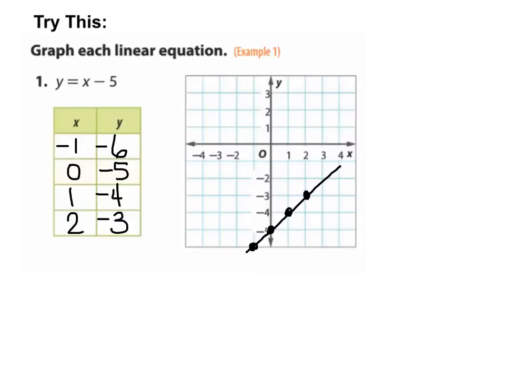Okay, here we go. If we input -1 for x, we're going to have -1 minus 5, that gives us -6. 0, so 0 minus 5 is -5. Using 1, 1 minus 5 is -4. Using 2, 2 minus 5 is -3. I've gone ahead and plotted my points on my graph. You can see that I create a straight line, and we're doing good with this.